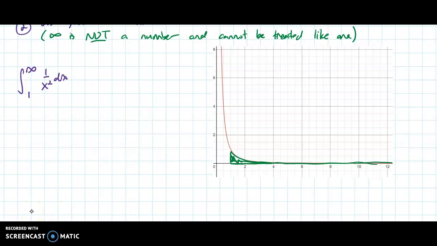So the key here is mostly just to use good limit notation, as I said above there. So I can't treat infinity like a number.